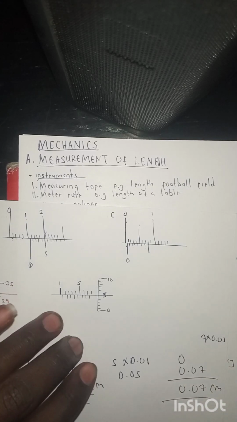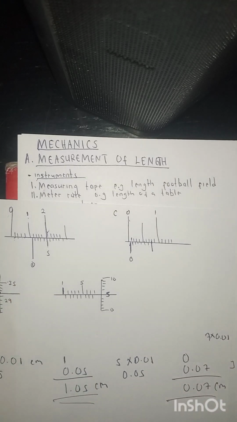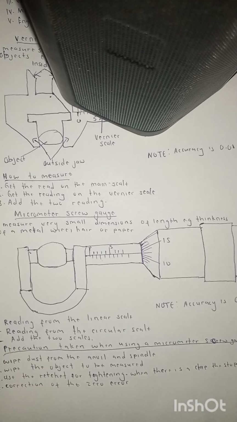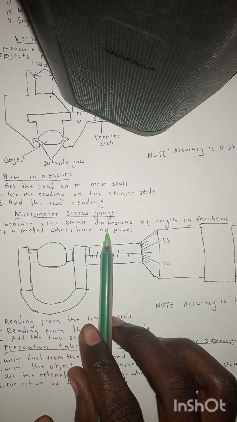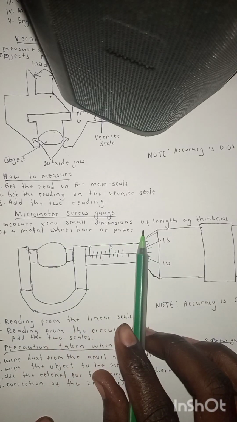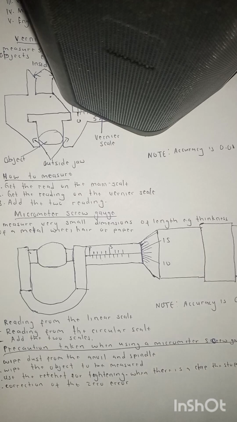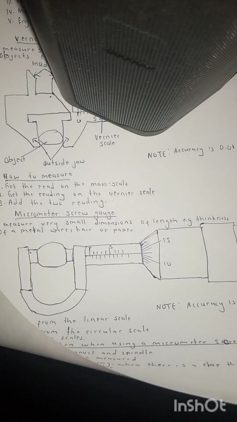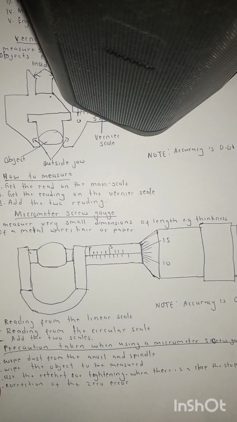Then from there we go to the micrometer screw gauge. Okay, now we talk about the micrometer screw gauge. The micrometer screw gauge is basically an instrument that is used to measure very small dimensions of length. For example, the thickness of a metal wire, the thickness of hair, and the thickness of paper, right? This paper right here, the paper I'm using, like this thickness right here. That is the instrument that we use to measure that type of length.